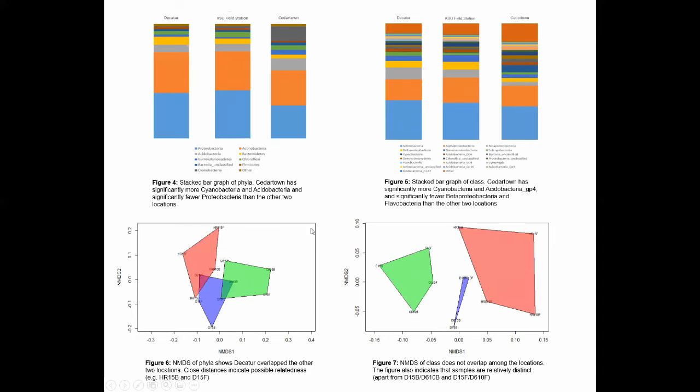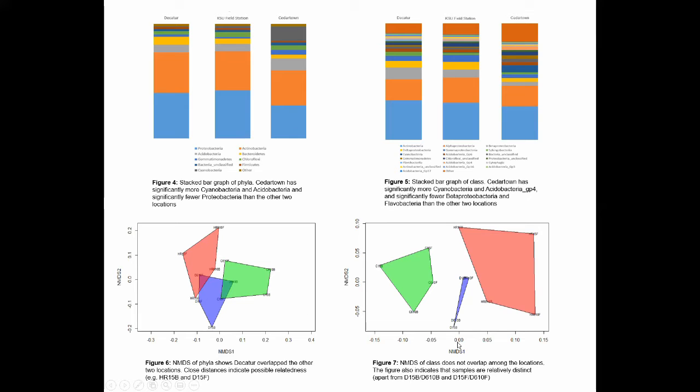Continuing, we'll look at figure 4 and 5. Both of these, figure 4 and 5, represent alpha diversity. They are stacked bar graphs of the phyla level and the class level. The point to get across here is that compared to Cedartown, Decatur and KSU Field Station, seen right here and right here, show similar abundance profiles, especially with regards to cyanobacteria, acidobacteria, and proteobacteria.